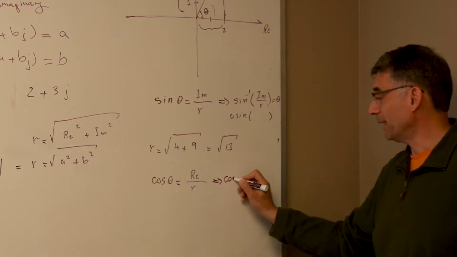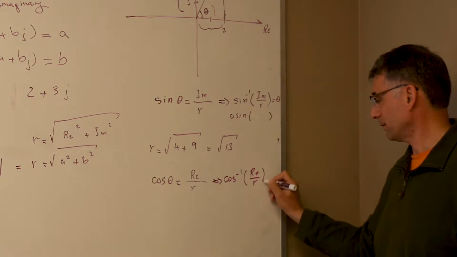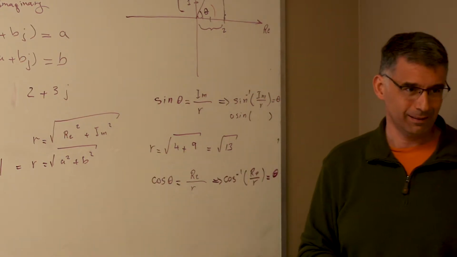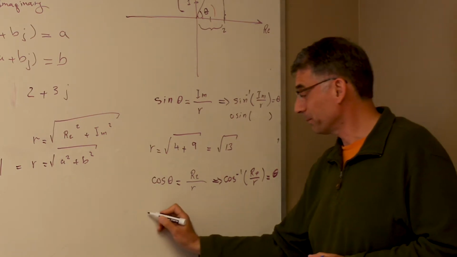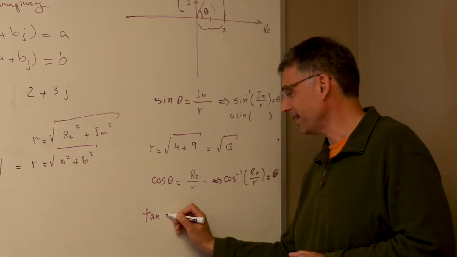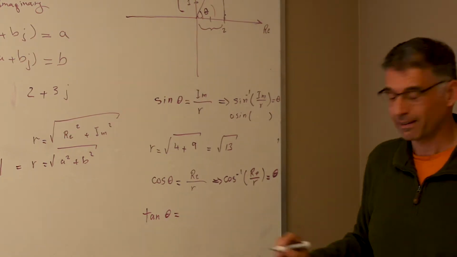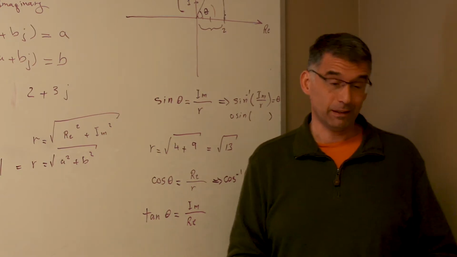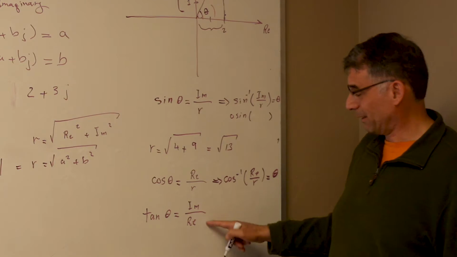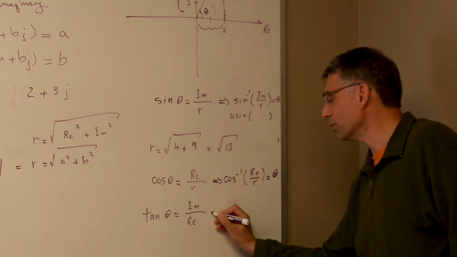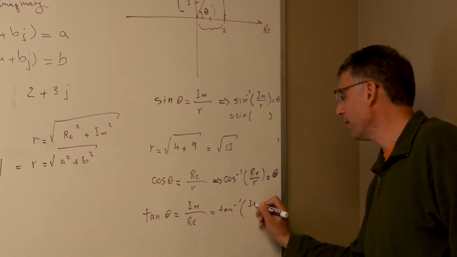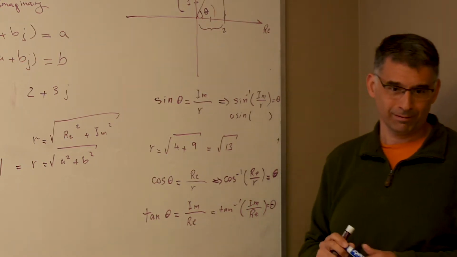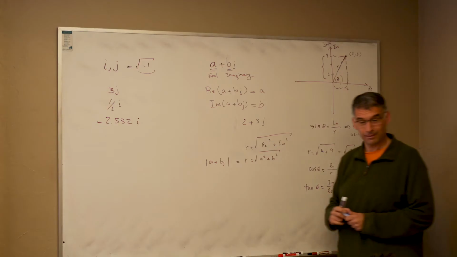Or I could do the inverse cosine of the real part over the hypotenuse, and that would again give me the angle. Or what is commonly done: do you remember what tangent was? Tangent of theta is imaginary over real. So then I don't have to find r. If I'm given the imaginary and real part, I can just do the inverse tan of that ratio, and that gives me the angle. Okay, so that's how we would find these things. And then what are we going to do with them?